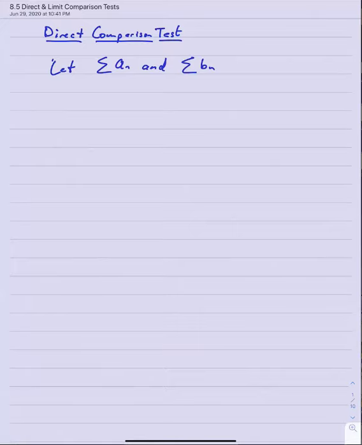All right, so direct comparison test, the first of our two convergence tests. And probably the simplest of all comparison tests, although not always the simplest to use, but definitely the simplest to understand why it's true. So let the infinite series a sub n and infinite series b sub n both be series of positive terms.